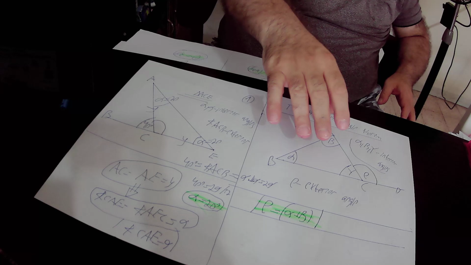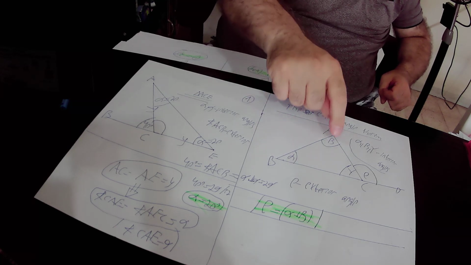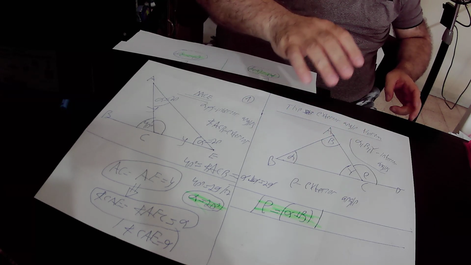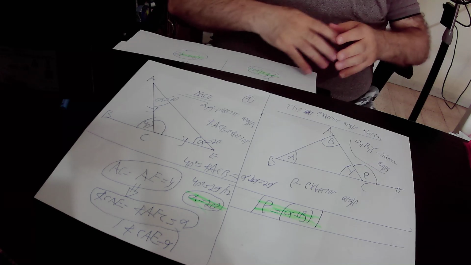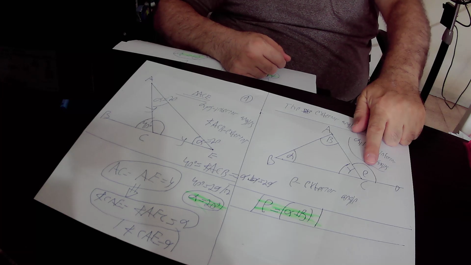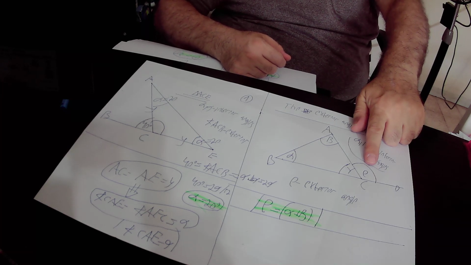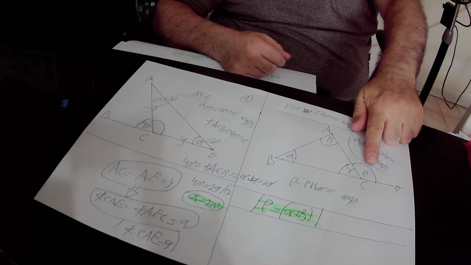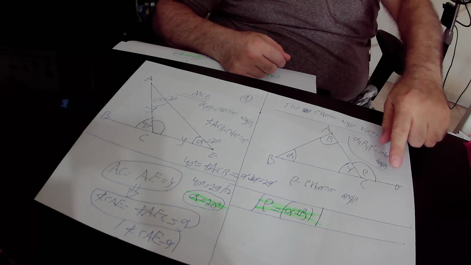So here we have triangle ABC with angles alpha, beta, and gamma. Angles alpha, beta, and gamma are defined as interior angles, while this angle ACD, that is defined as angle E, is defined as an exterior angle. Why? Because it is located outside triangle ABC.